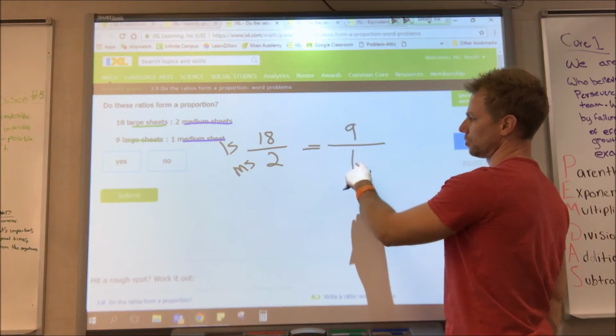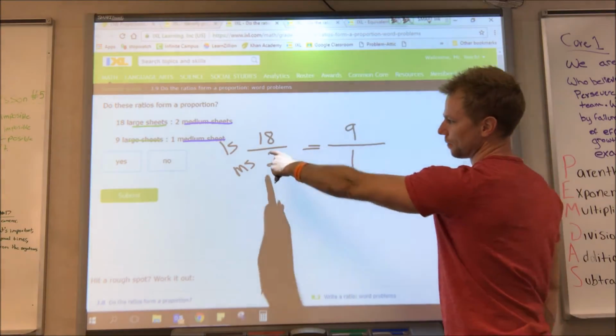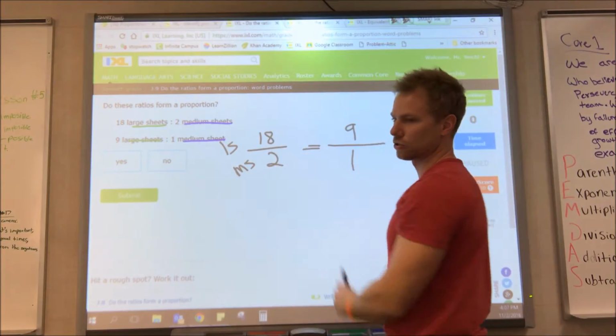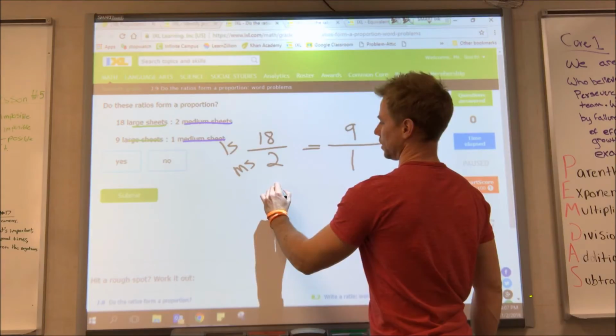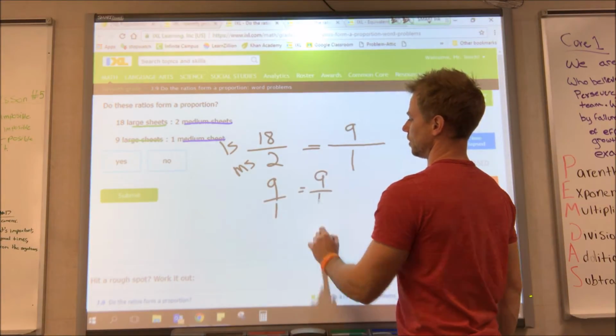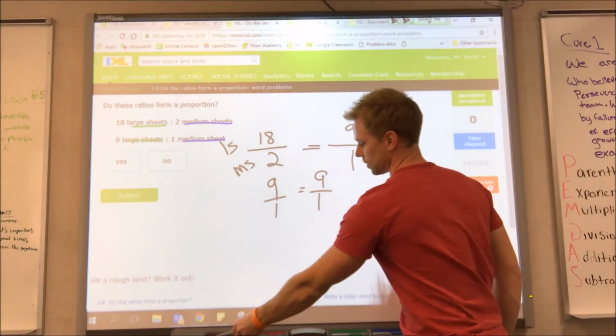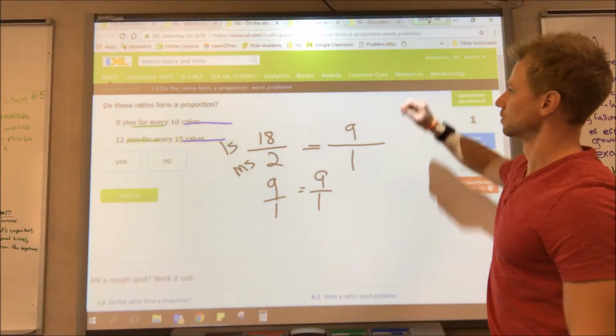This I cannot reduce because it's already to 1. This would be called a unit rate. This side I can reduce because 2 goes into both of those, 18 and 2. 2 goes into 18 9 times, 2 goes into itself once. They become the same ratio. So yes, it forms a proportion.